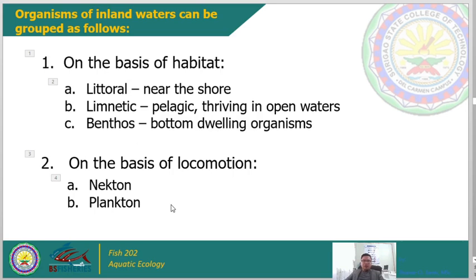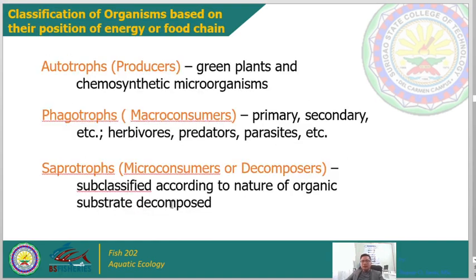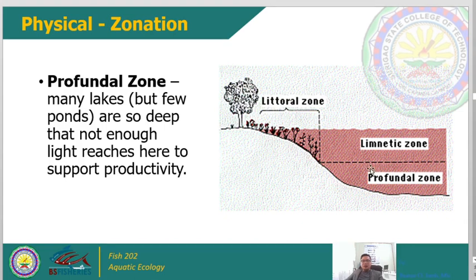Okay? Another are limnetic organisms. These are pelagic, thriving in open waters. Katong atong giingon kaganiya nga area, kanang mga limnetic organisms dira na sila makitaan, dili na sila mabot dira. Okay? So dira na sila mga pelagic organisms. So mga littoral organisms na dira. Okay?